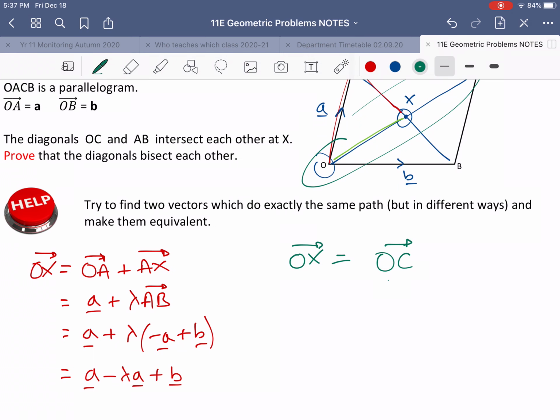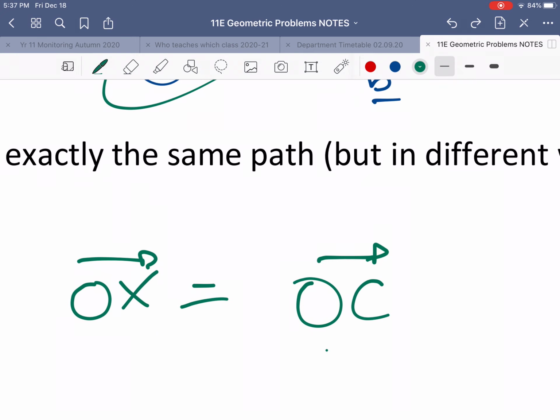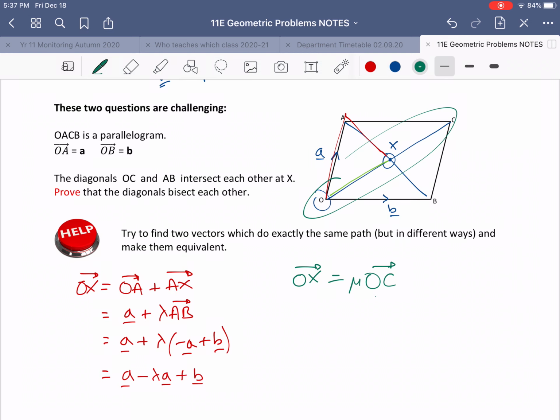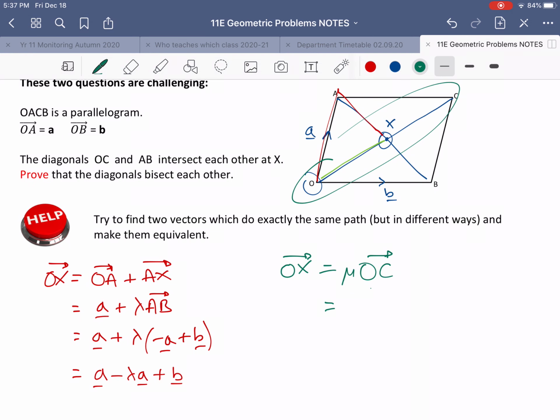And I'm not going to use lambda, I'm going to use mu. So it is mu lots of O to C. Now, O to C, I'm just going to go along there and then up there. And because it's a parallelogram, this one here is also A, same as that one. So O to C is B plus A.